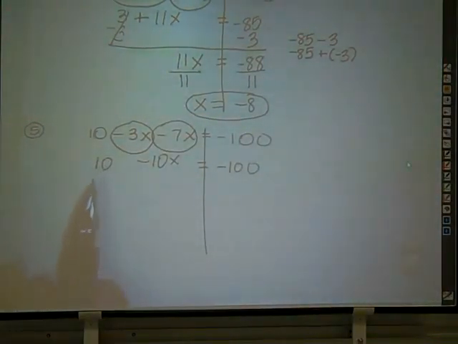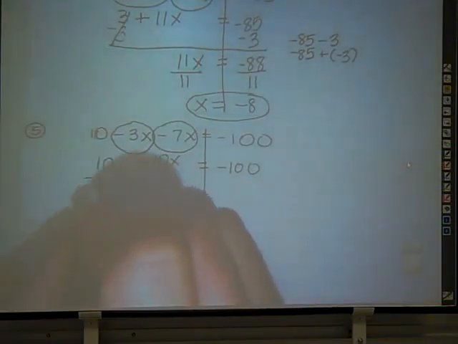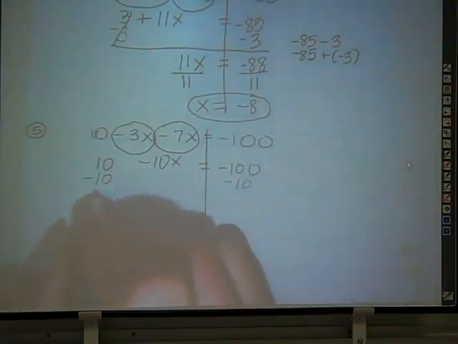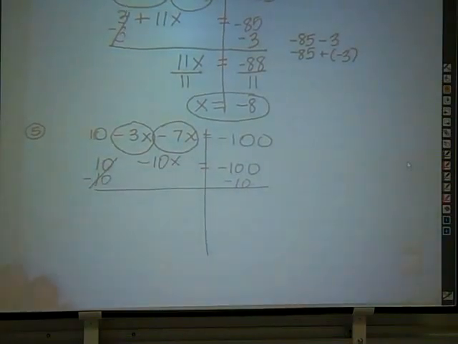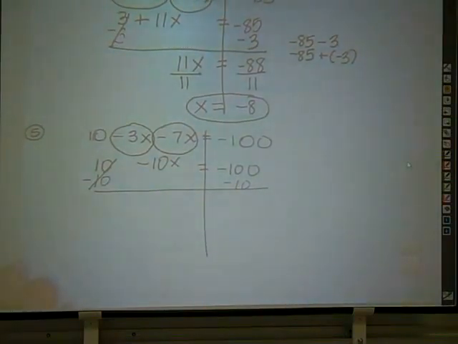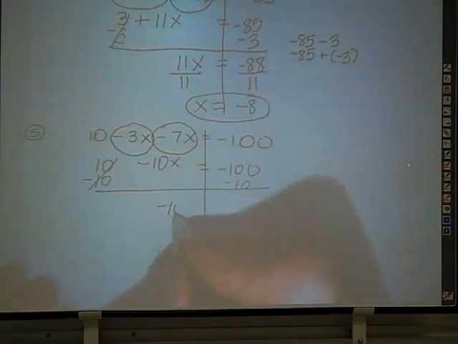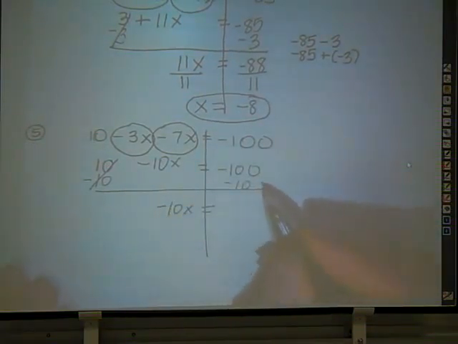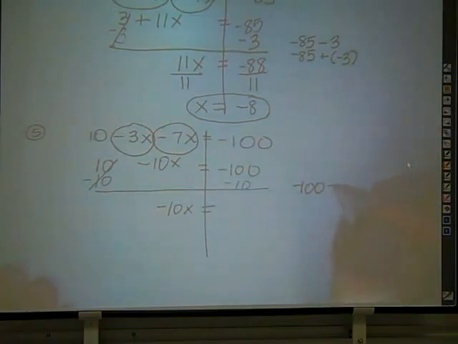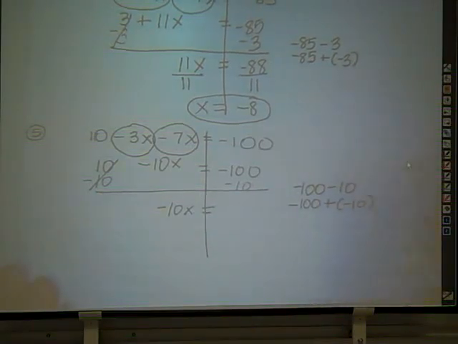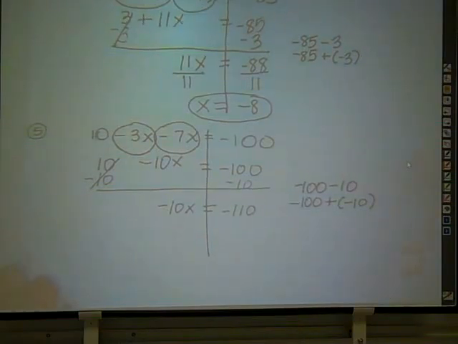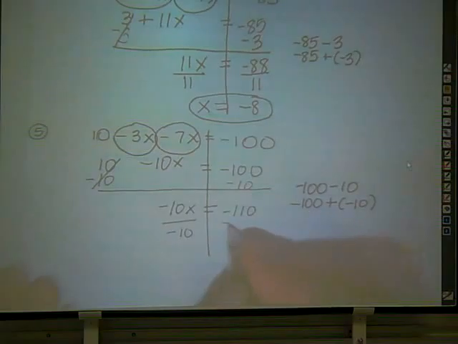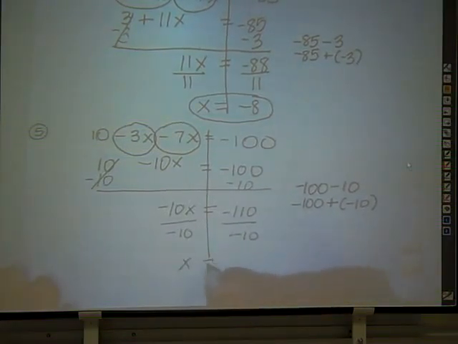All right, we've got to move that 10 out of there. So, opposite of positive is negative. We're going to subtract 10 from both sides. The 10's are gone. We are left with negative 10x equals, now once again, negative 100 minus 10, leave, change, change, will give us negative 110. Last step, divide both sides by negative 10. So x is going to be equal to 11.